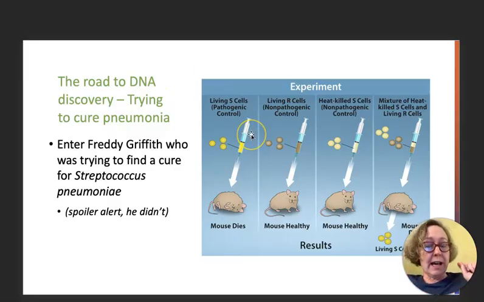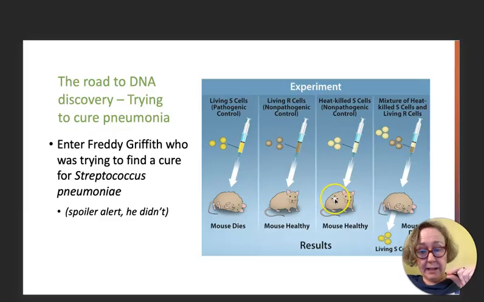So he looked at living S cells. Okay, so he has the pathogenic cells. And when he puts them in the mouse, the mouse dies. He also had living R cells, which were the non-pathogenic group, right? When he puts those into the mouse, the mouse is healthy.